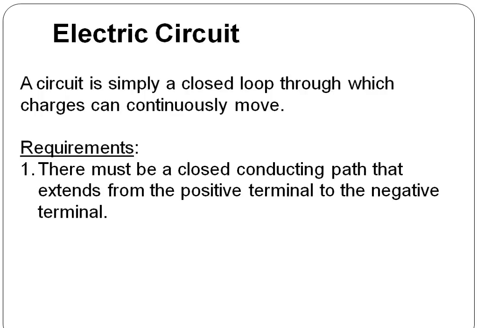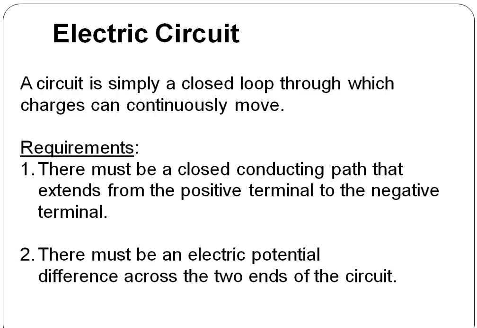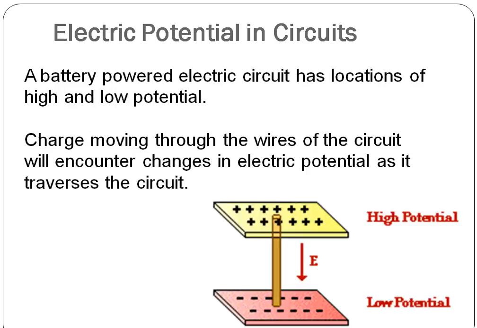You have to have some kind of closed conducting path that goes from the positive to the negative terminal. And you must have an electric potential difference across both ends of the circuit. Remember, an electric potential difference is just a voltage, so relate that to a battery. If a battery has no voltage, you're not going to actually get your electronic device to do anything. You have to have some voltage for it to produce some kind of effect.